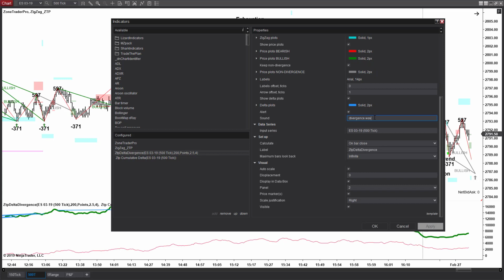And the other second enhancement will be the delta plot under delta plots for the alert for divergence. So we would check it and uncheck it. What you're going to have to do, though, is place the divergence.wave file in the NinjaTrader folder. The ninja.wave file will be available on the blog with this video, so you can download it and place it in the folder.